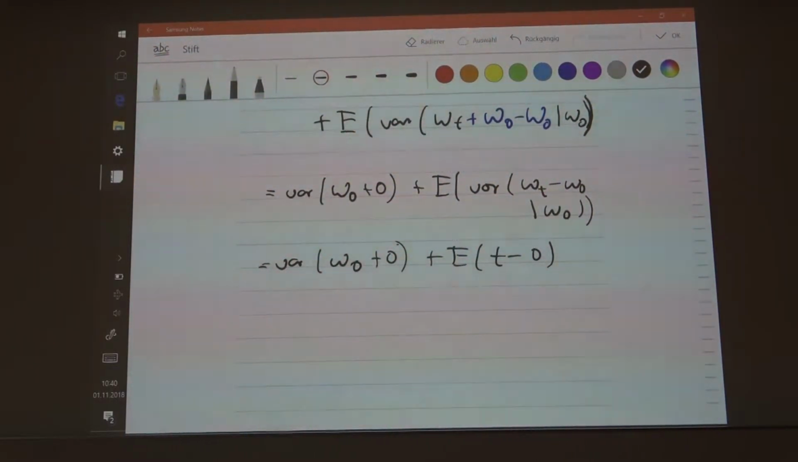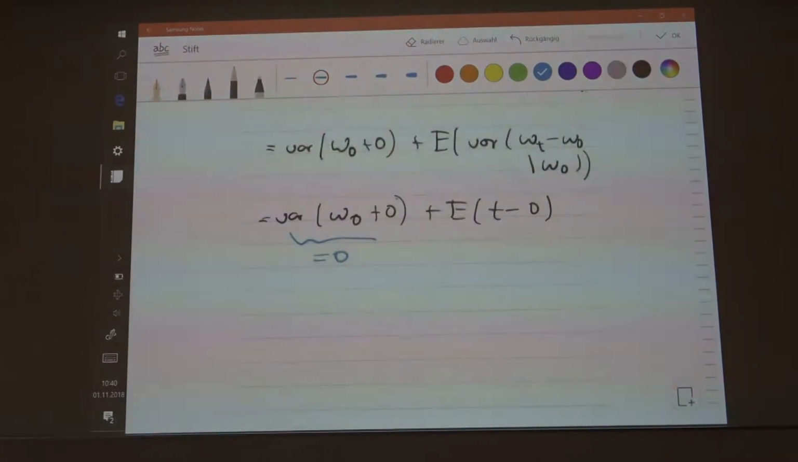Now the variance of this expression is of course equal to 0, because this is a constant almost surely. So what you have here is basically the expectation of t minus 0, which is equal to t. That means that the variance depends on time.